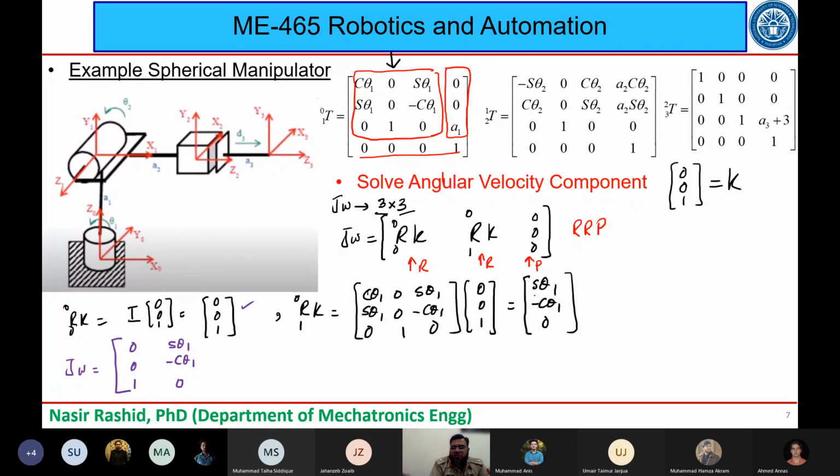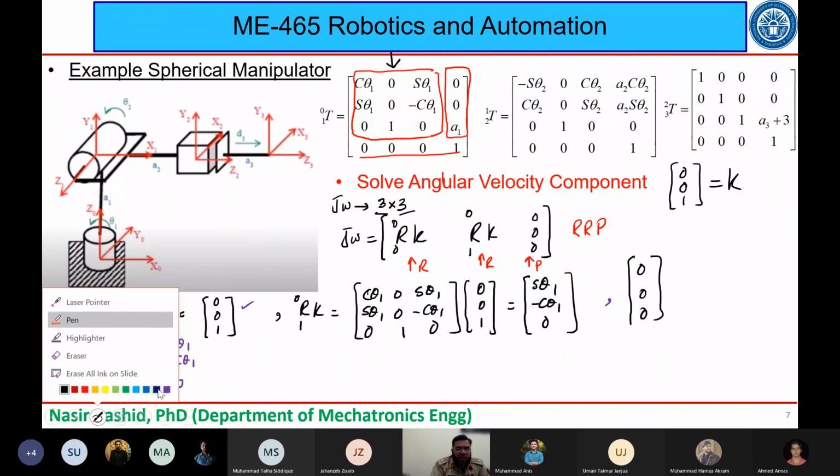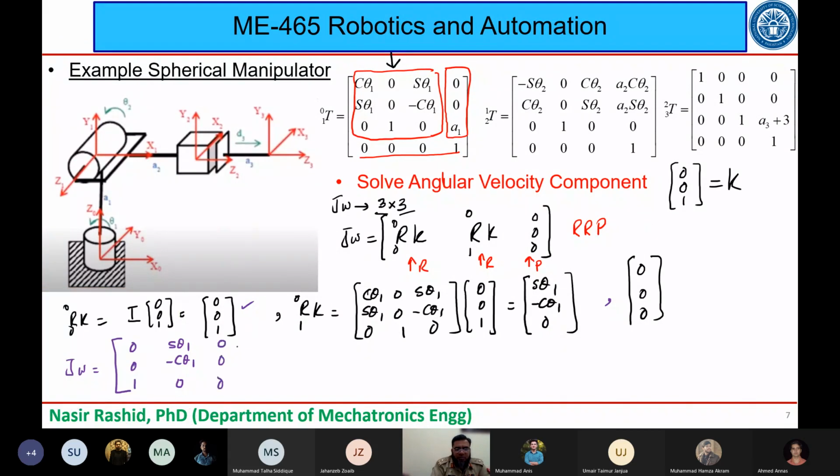Now come on to the last, और लास्ट में जो है मेरे पास वो मुझे पता है कि लास्ट हम ऑलरेडी वी नो इट वेल दैट इट इज इक्वल टू 0 0 and 0. So this is the last column of my JW, which is given by 0 0 and 0. So I have been able to calculate the JW, the angular velocity component of my Jacobian, with the help of all this.